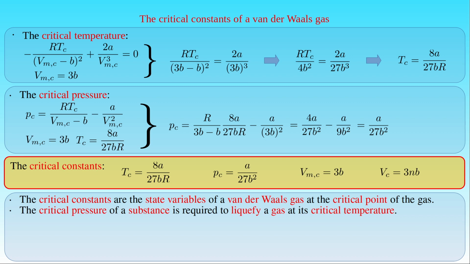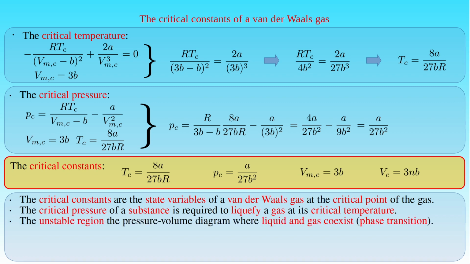This means that the critical point designates the top of the unstable region in the pressure versus volume diagram, where the critical phenomenon of phase transition of a gas can take place and where liquid and gas coexist.